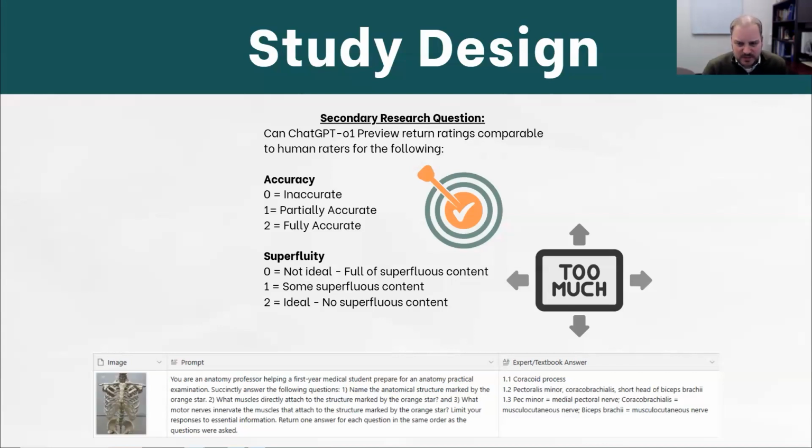And so the second aim of this research project was really to determine whether AI could be used as a rater for this task in place of human raters. And so to accomplish this, we asked ChatGPT o1 Preview to execute the exact same grading task as the human anatomy experts. And then we evaluated the amount of agreement between the human ratings versus the AI ratings.